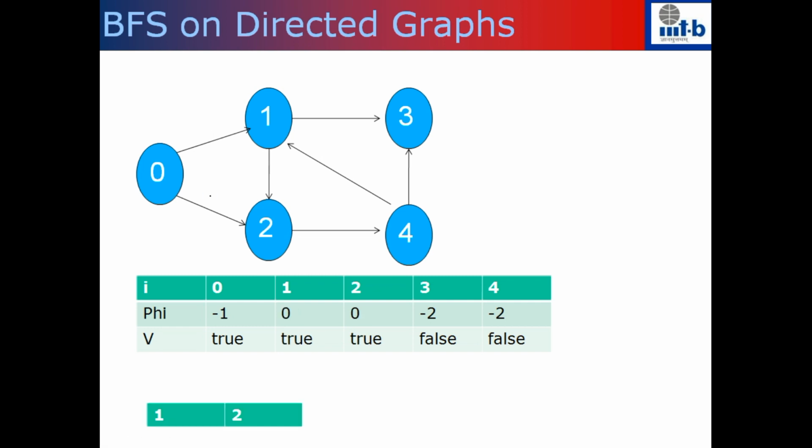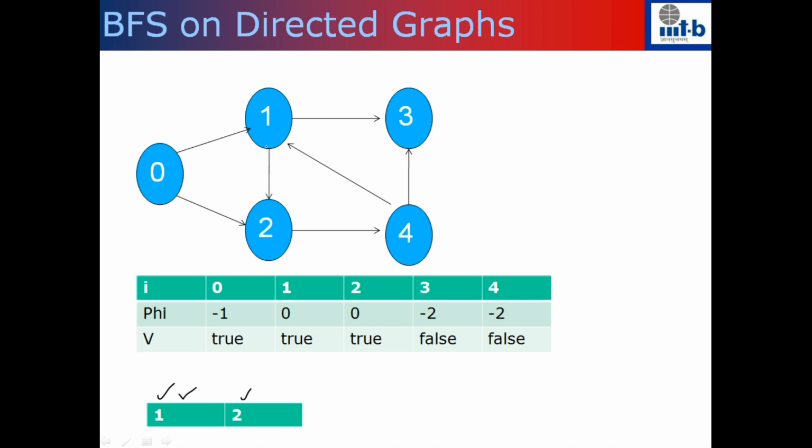1 and 2 have been added into the queue, so the queue will look like 1 followed by 2, and we will have pi of 1 to be 0 and pi of 2 to be again 0, and v of 1 and 2 has been set to true. Now we are going to delete the next element from the queue. The next element in the queue is 1.